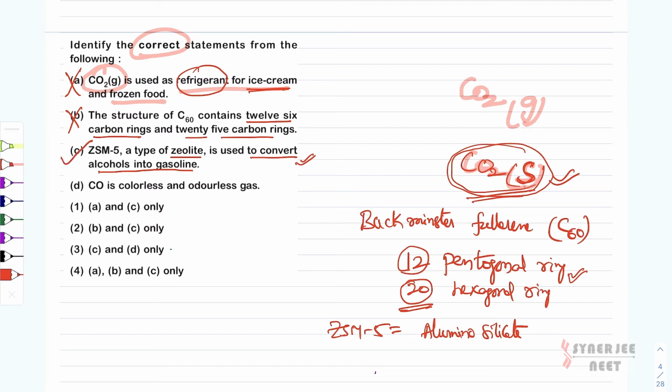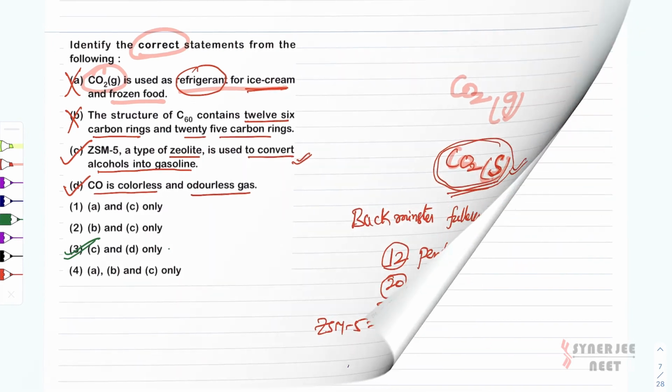And CO is a colorless, odorless gas. Yes, carbon monoxide is a colorless gas as well as odorless gas. It does not have any smell also. Therefore, C and D options are correct statements. See, this is the only correct one.